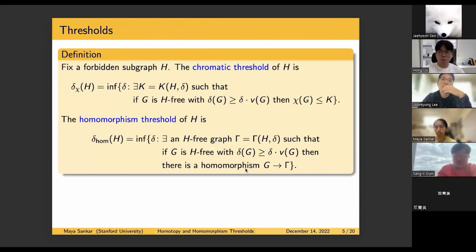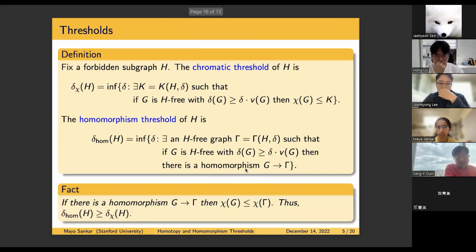So here are the formal definitions of the chromatic and the homomorphism threshold. I won't read them out loud, but the chromatic threshold is the point at which, if we have minimum degree fraction at least delta, then we can bound the chromatic number of the graph in terms of the minimum degree fraction. And the homomorphism threshold is the same thing, except the structural guarantee we get is that G has a homomorphism to some fixed graph, gamma. And one important note is that the homomorphism condition is strictly stronger than the chromatic condition. So if you have a homomorphism from G to gamma, then that also gives us a bound on the chromatic number of G. And so that tells us that the homomorphism threshold is always at least the chromatic threshold.